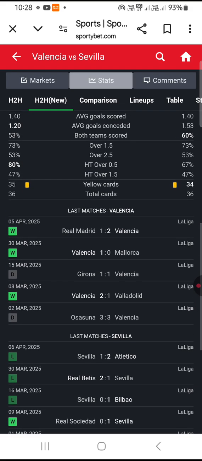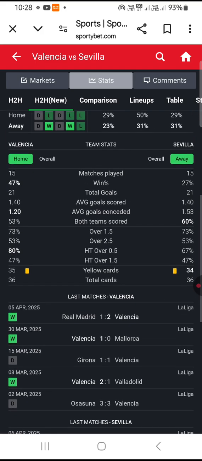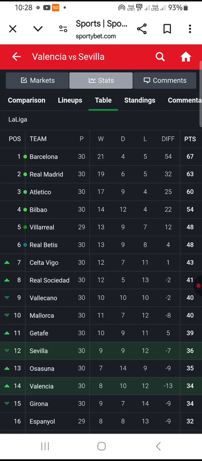Now Valencia, what is their own pattern? Since they are at home, how have they been doing? They've scored 2 goals at home against Valladolid. They've scored 1 against another team here. So the average here is 1 to 2. If you look at this pattern, you understand that 2-1 can enter in this game. You can say, okay, I give Valencia 2 and give Sevilla 2. Now, once you've given your own prediction like this, based on what I explained, you go to the table and check the table.